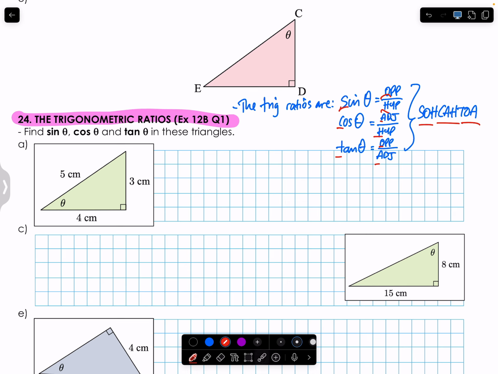Get the ratios down, please, and then I'll show you what we're asking you to use them for today. It's labeling again, not even maths yet.